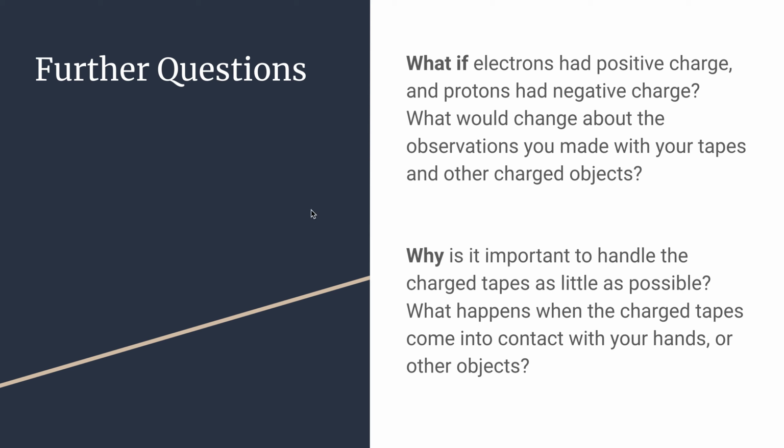Extending this experiment further, we can consider these two questions. If the signs of the charges of protons and electrons flip, the tapes would still repel, so the forces on tape B in the y direction would still balance out. However, tape B would have a negative charge and excess electrons instead.